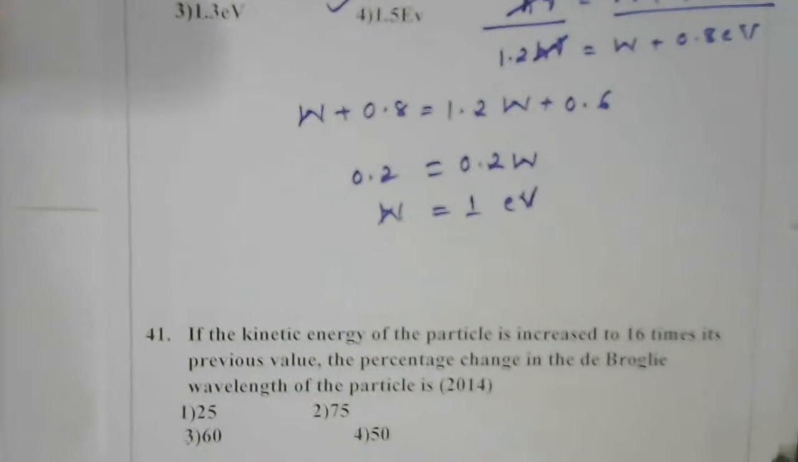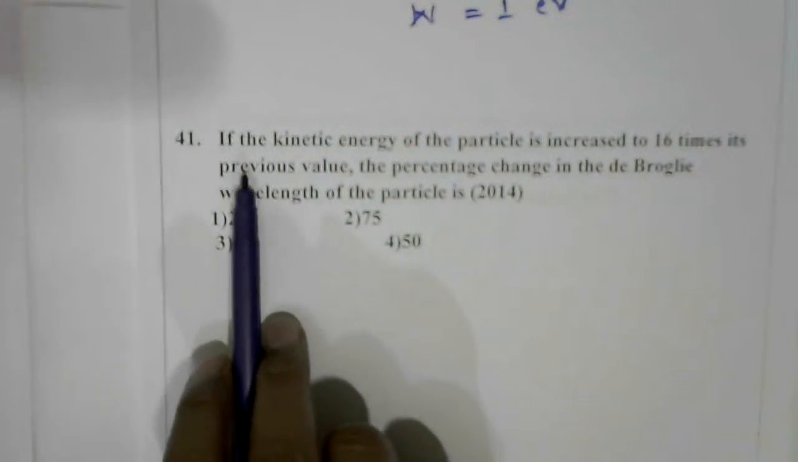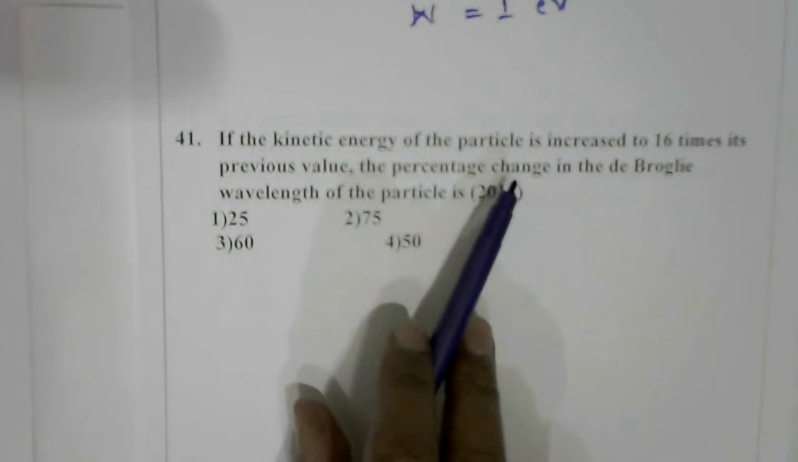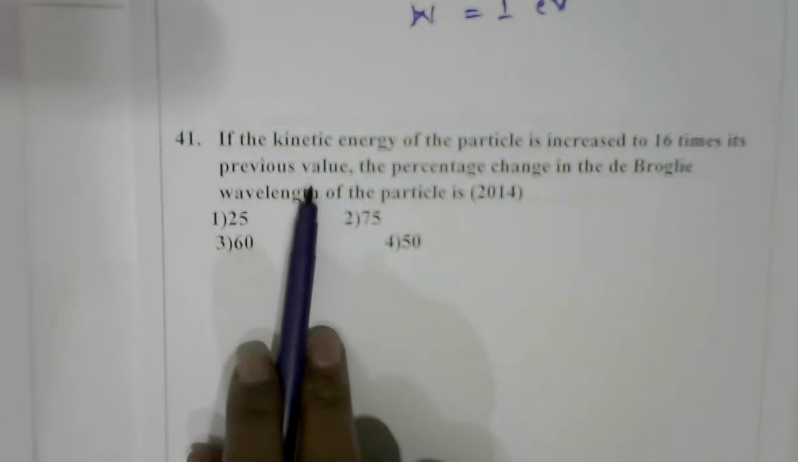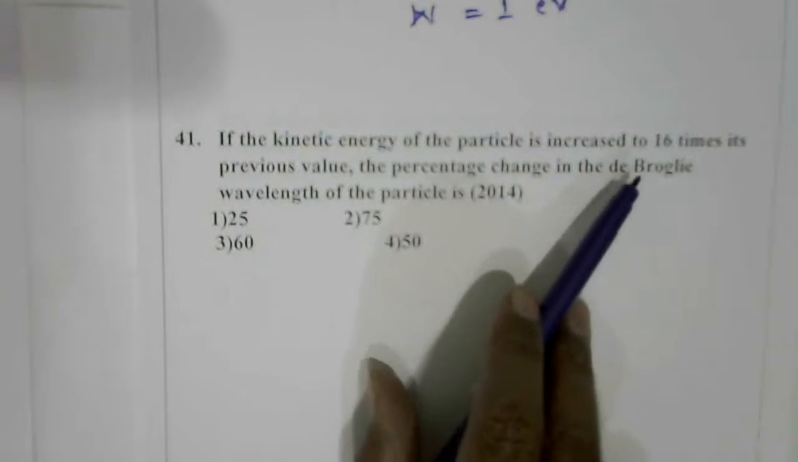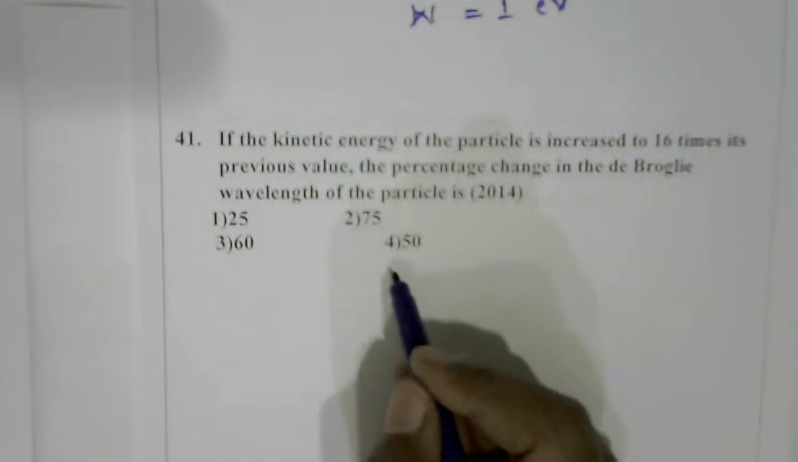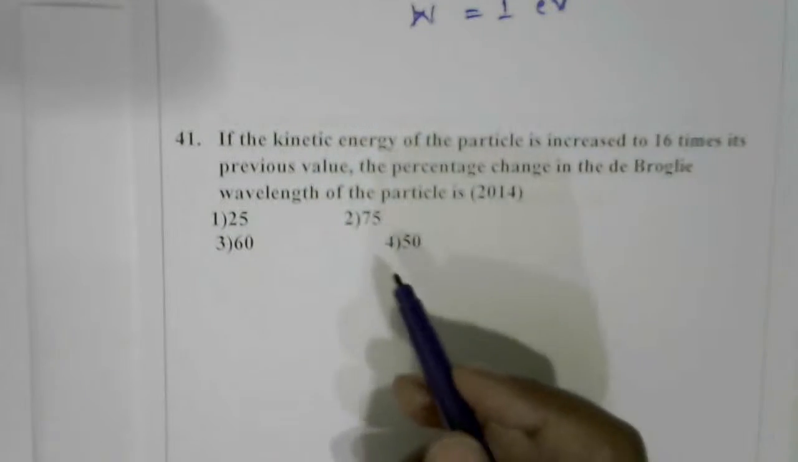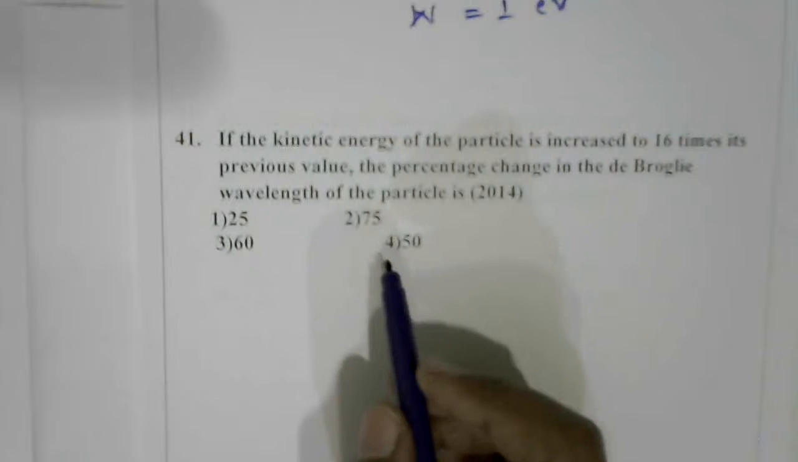So the next question you are having is, if the kinetic energy of the particle is increased to 16 times its previous value, the percentage change in the de Broglie wavelength of the particle is... See, these are all simple questions. I think it should be in terms of percentage. There is some percentage change. Let's check it.